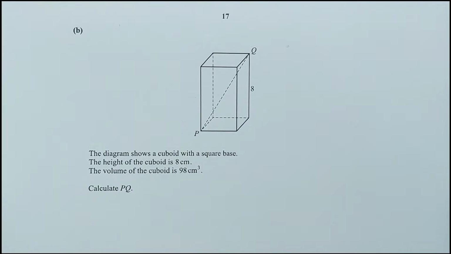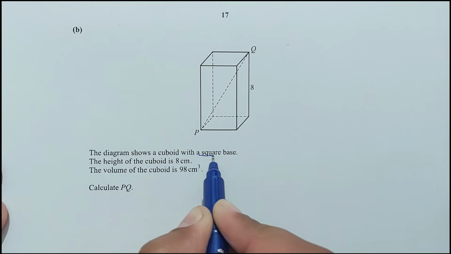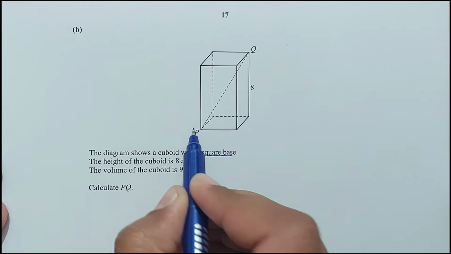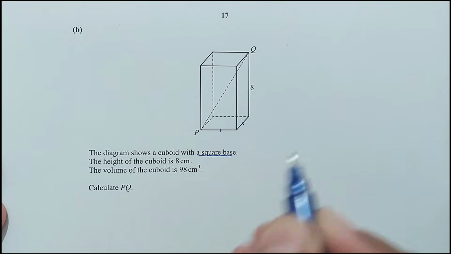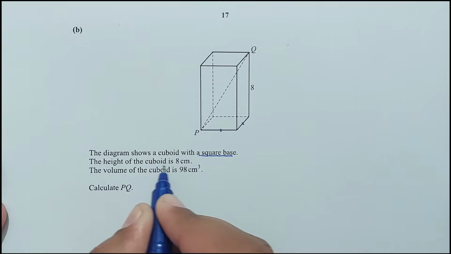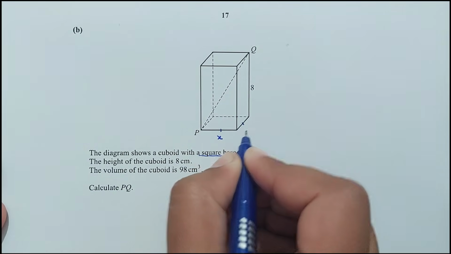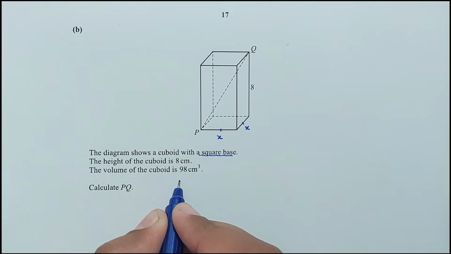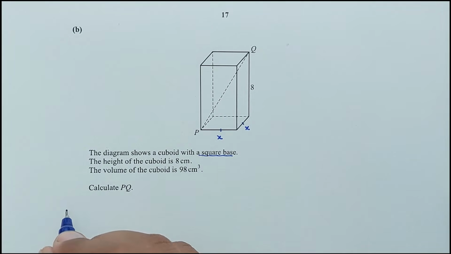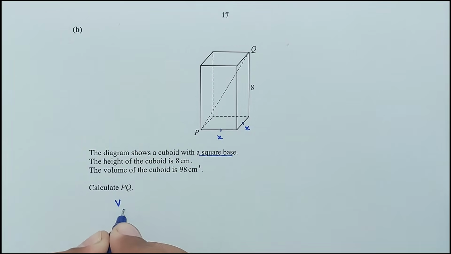Right? Now for part B, the diagram shows a cuboid with a square base. This base is square, right? So all 4 sides are the same. The height of the cuboid is 8 centimeters and the base length and width can be x, let's say. The volume of the cuboid is 98 centimeter cube. Find PQ, right?